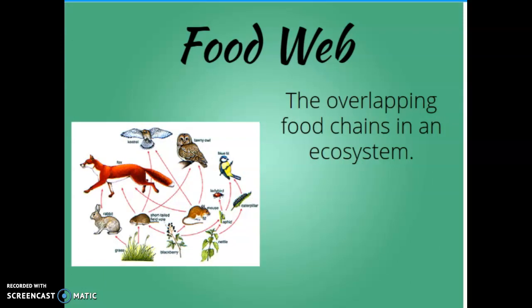Food webs are when food chains overlap. It's not always grass to rabbit to fox. When we look at this, there are other things that eat the grass in this ecosystem. We have the short-haired vole that's eating some grass, and he's also eating some blackberries, which are also eaten by the mouse. And so we can see that these food chains overlap.